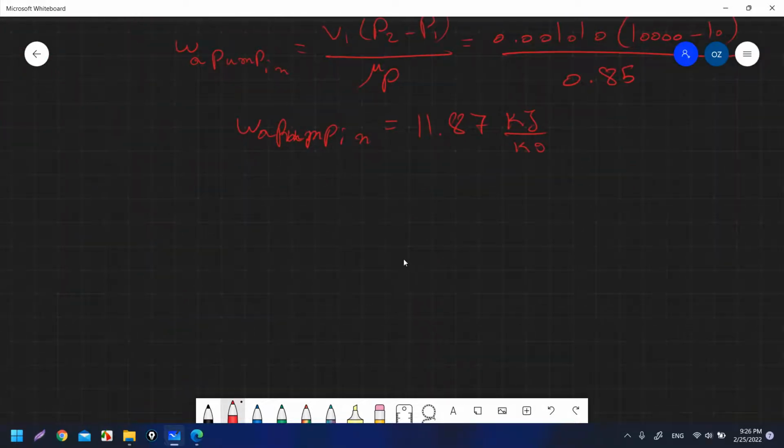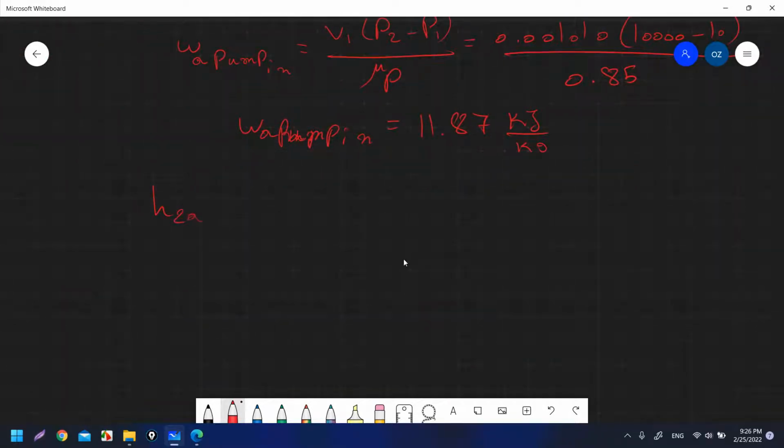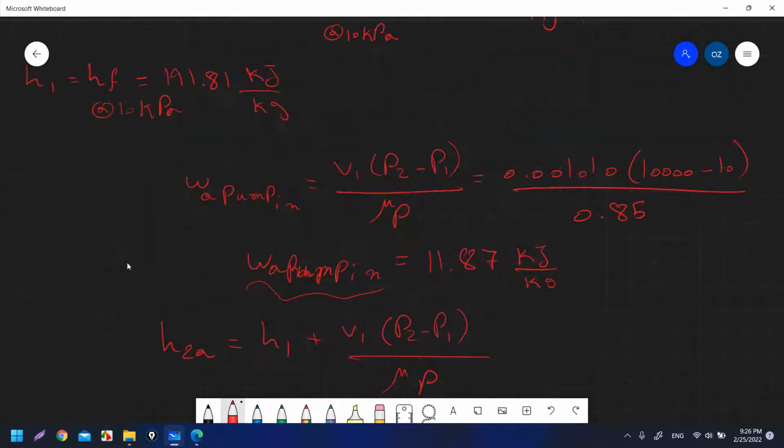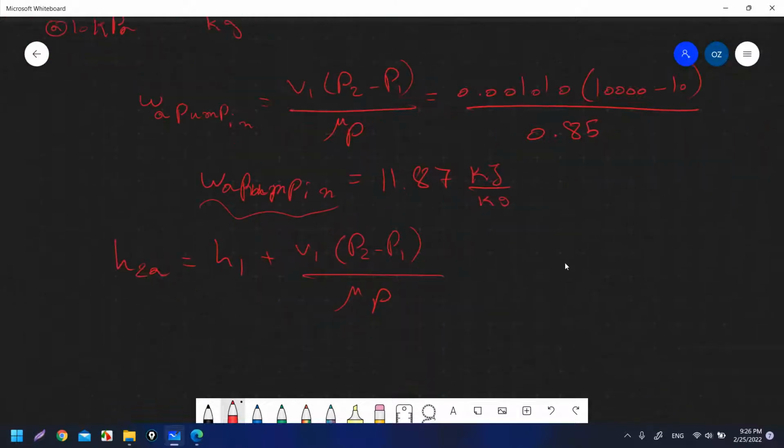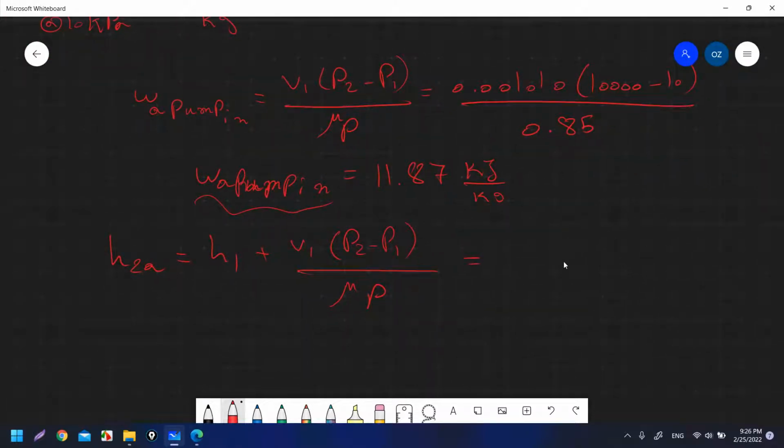And now I can find H2A, which will equal H1 plus V1 (P2 minus P1) over the isentropic efficiency of the pump. This term is the work pump in, and H1 we got from the table, which is equal to Hf. Okay, so H1 is 191.81, and the work pump in is 11.87, and this will give you that H2A is equal to 203.68 kilojoule per kilogram.